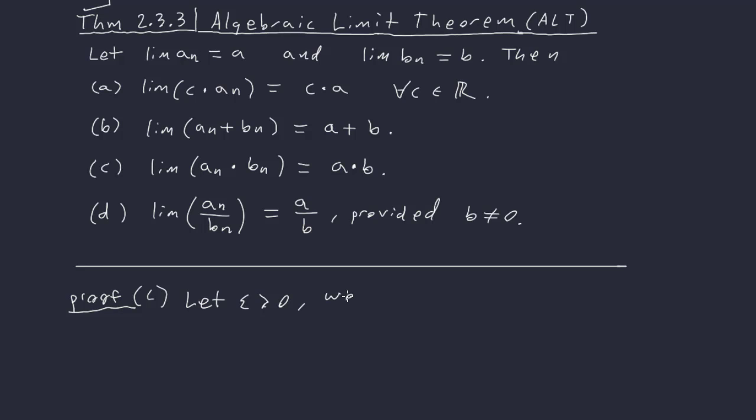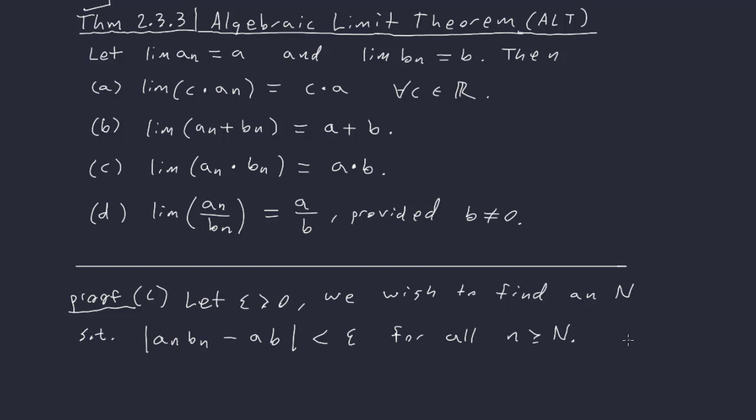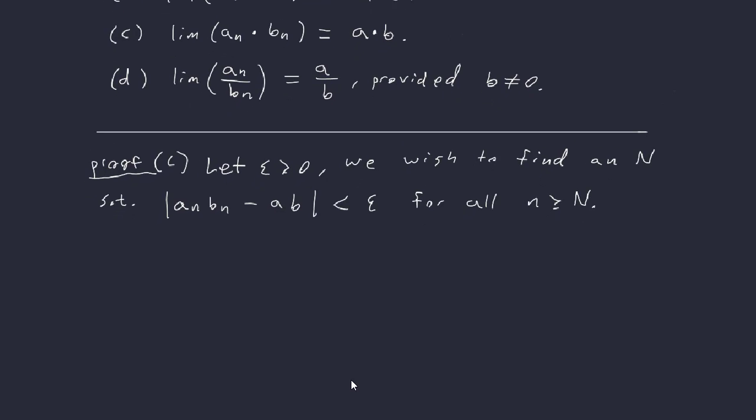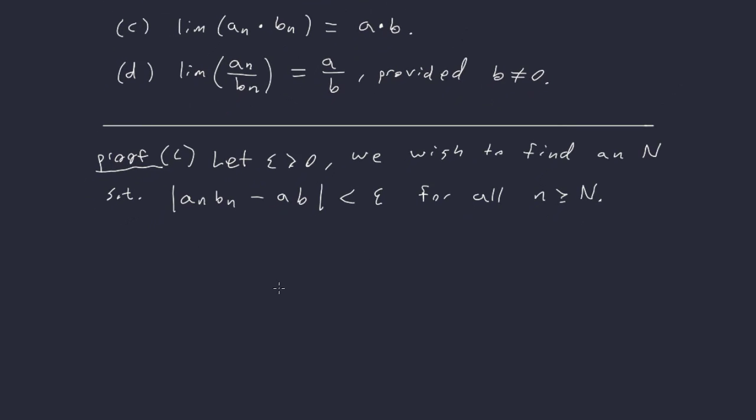So let epsilon be greater than 0. And I'm just going to say we wish to find an N such that the absolute value of an times bn minus a times b is less than epsilon for all little n greater than or equal to big N. All right, so here's where we're going to use quite a bit of what we've already established so far.